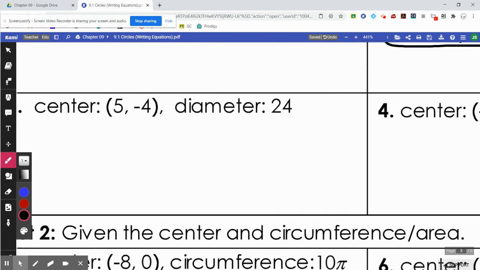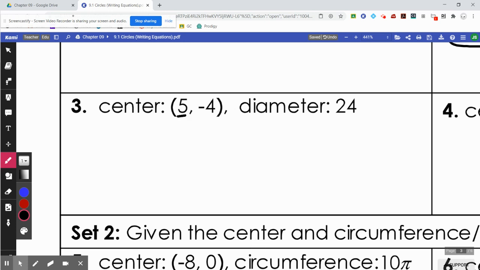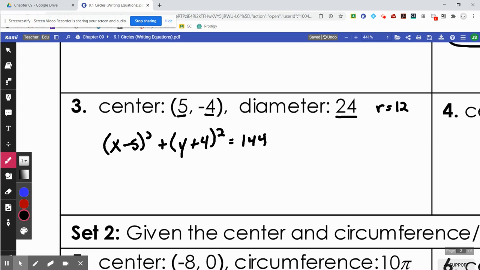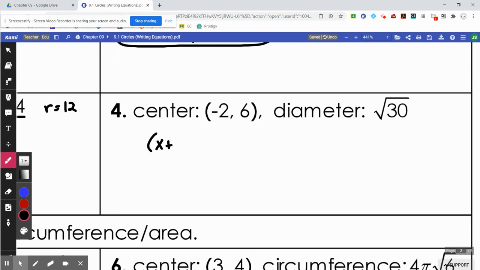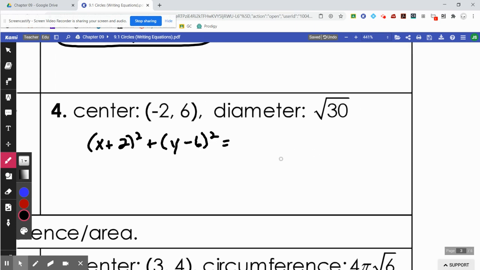Number 3. The center has been shifted right 5, down 4, so that'd be x minus 5 and y plus 4. There's your transformation on your center. Is equal to, careful, this is a diameter, so the radius is half of that, so equals 144, which is the radius squared. Number 4, the center has been shifted left 2, and up 6. So there you go. Is equal to, okay, if the diameter is root 30, you got to be a little careful here.